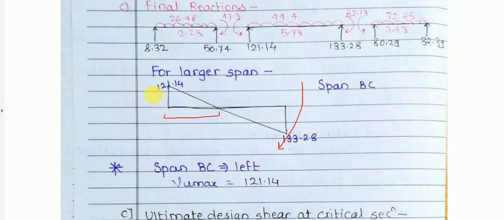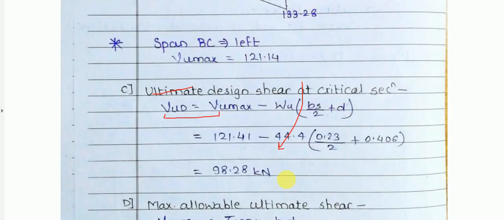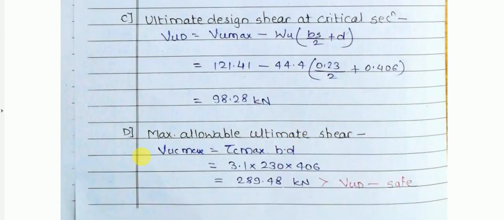For this left portion, this reaction is nothing but Vu max itself, so it is taken as that Vu max. Then next to the Vu max, we calculate that VUD, that is the ultimate design shear at the critical section. Next to that, we calculate the maximum allowable ultimate shear, that is VUC max. This tau UC max is based on table number 20.